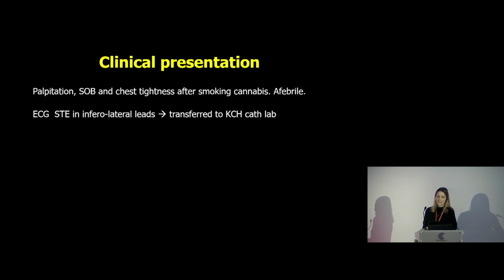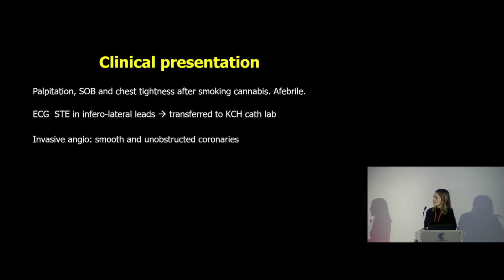She presents to a local ED with symptoms of palpitation, shortness of breath, and chest tightness. This was after smoking cannabis. There's an episode of vomiting with this, but she's afebrile with no inflammatory or flu-like symptoms. Her ECG locally shows ST elevation in inferolateral leads. Therefore, on suspicion of an acute coronary syndrome, she's transferred to King's Cath Lab.